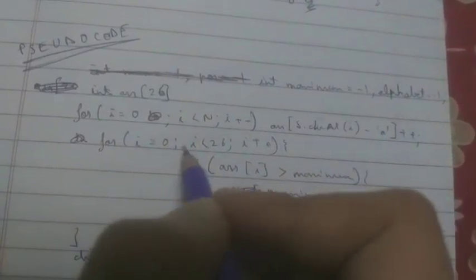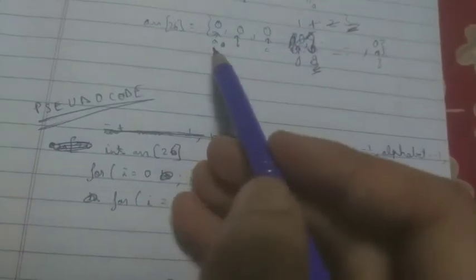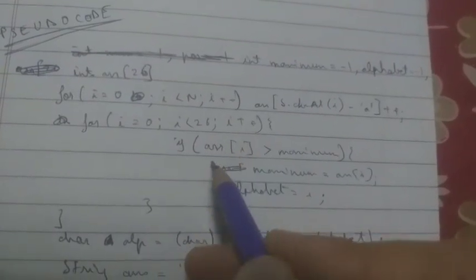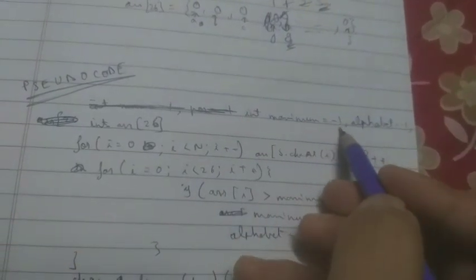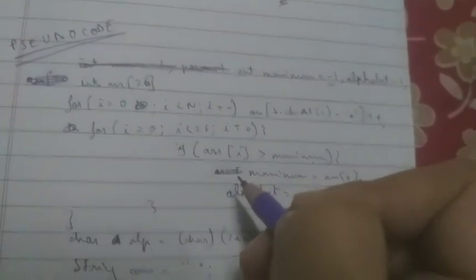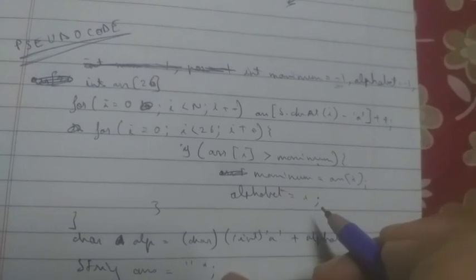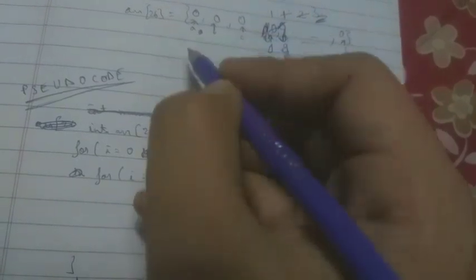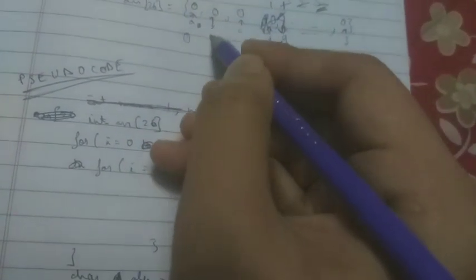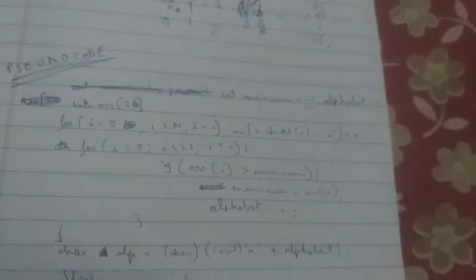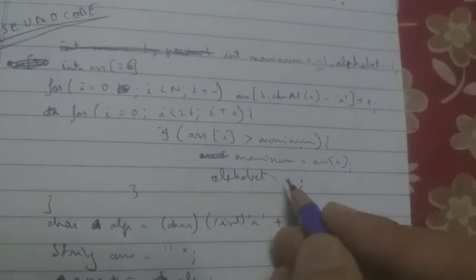So for i equals 0 to 26, now we are traversing through this array. If ARR[i] is greater than maximum, where maximum we consider as minus 1, then maximum equals ARR[i], which is a very simple thing. Then alphabet equals i, that is, the alphabet corresponding to it, but in this case A is represented as 0, B as 1, C as 2, and so on, and Z as 25. So alphabet is equal to i.